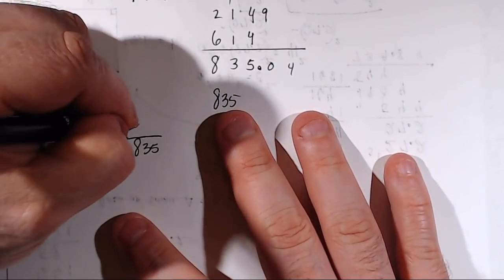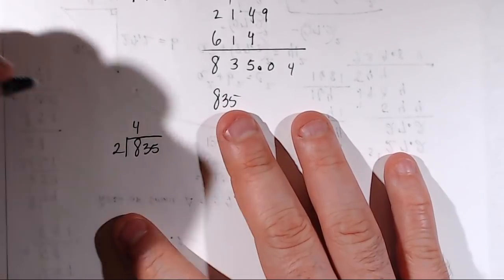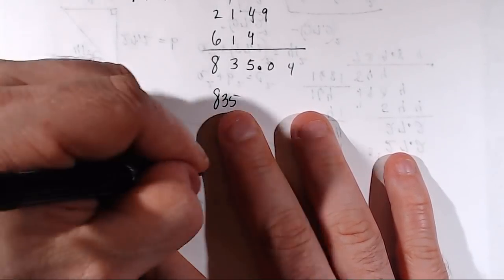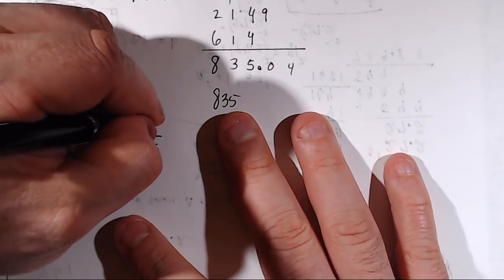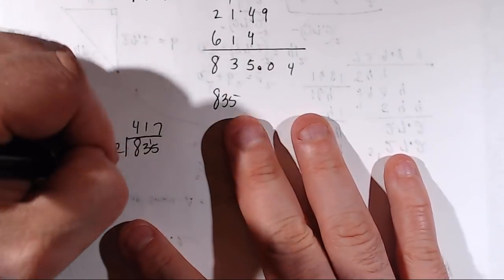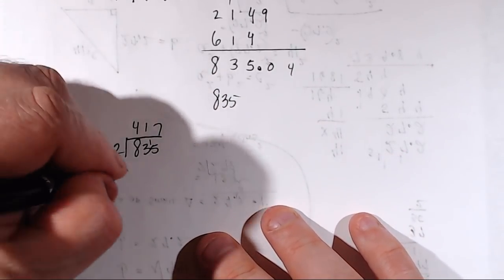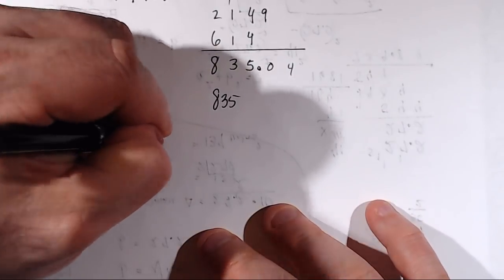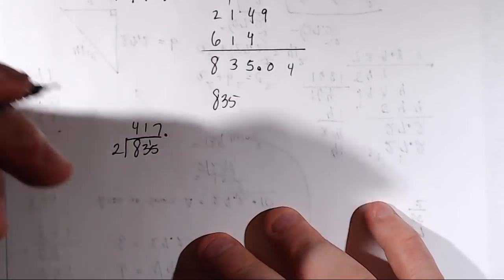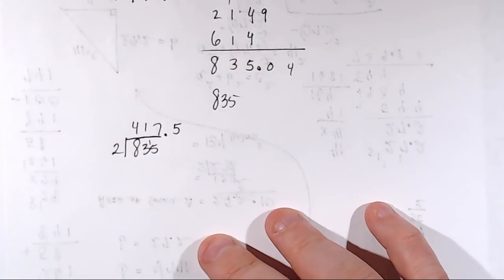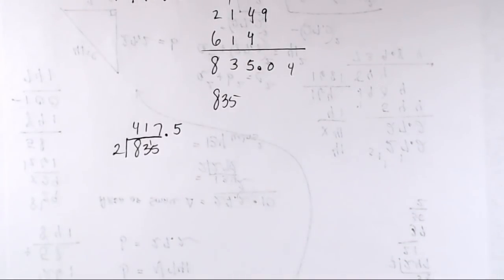2 goes into 8 4 times. Okay, 2 goes into 3 1 time. It's 1 left. 2 goes into 15 7 times. Okay, so like 7 times 2 is 14, so you'll have a 0, and then you'll drop down, you'll make a 10, 2 goes in 5 times. So it's 417.5.